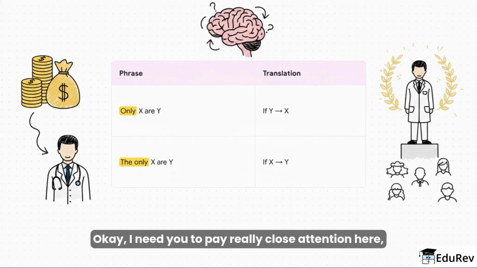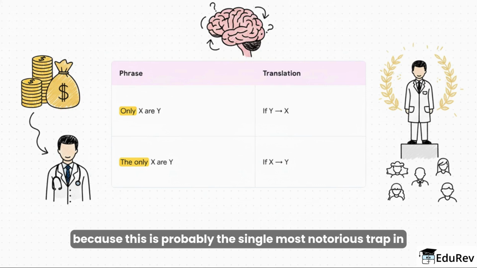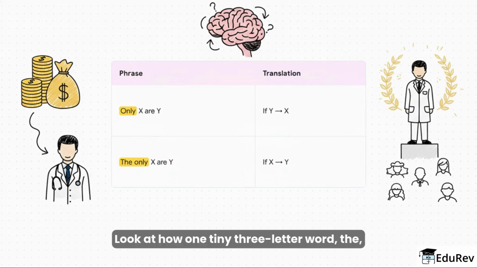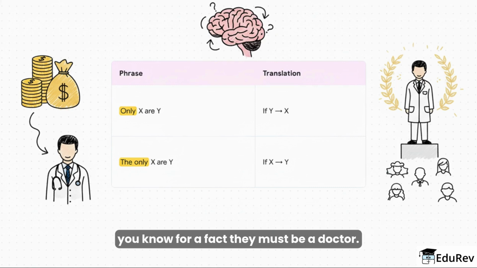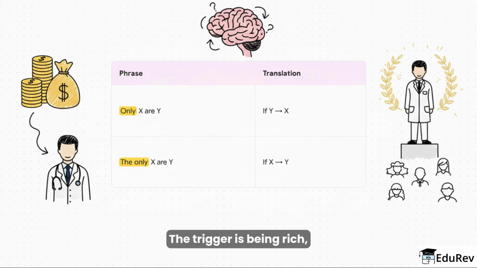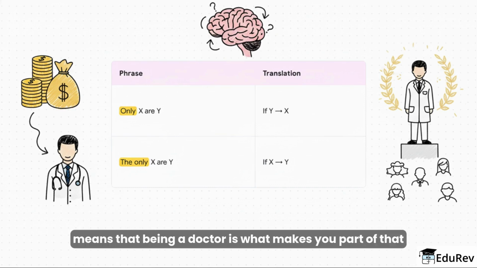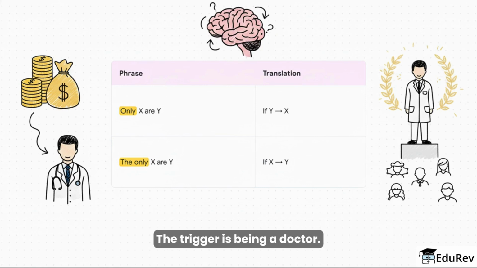Okay, I need you to pay really close attention here because this is probably the single most notorious trap in UCAT logic. Look at how one tiny 3-letter word, the, completely flips the entire statement on its head. Only doctors are rich means if you find a rich person, you know for a fact they must be a doctor. The trigger is being rich, but the only rich people are doctors means that being a doctor is what makes you part of that exclusive rich group. The trigger is being a doctor.